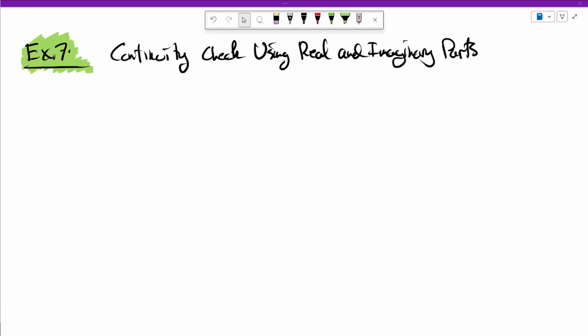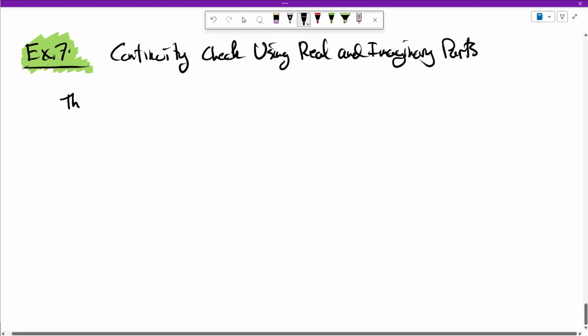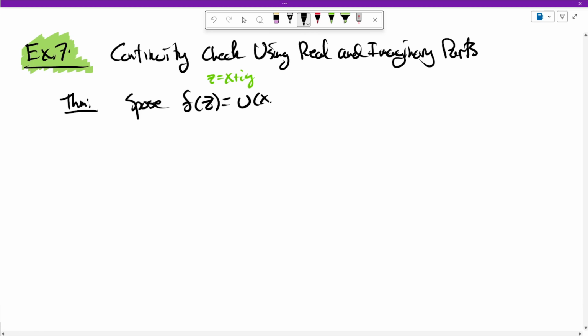In this next example, we're going to show how you can check continuity using the real and imaginary parts. So as a quick reminder, there's a theorem, and the theorem goes something like this. It's very similar to the theorem on limits. So suppose you were to write your function, let's say f is a function of z, but we were to break down z as x plus iy, and we were to write f as a real part and an imaginary part.